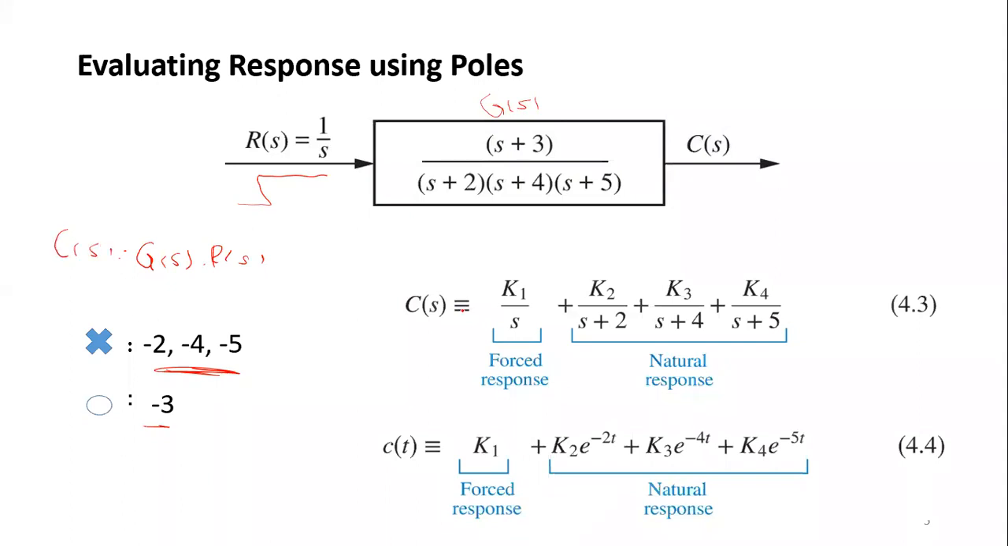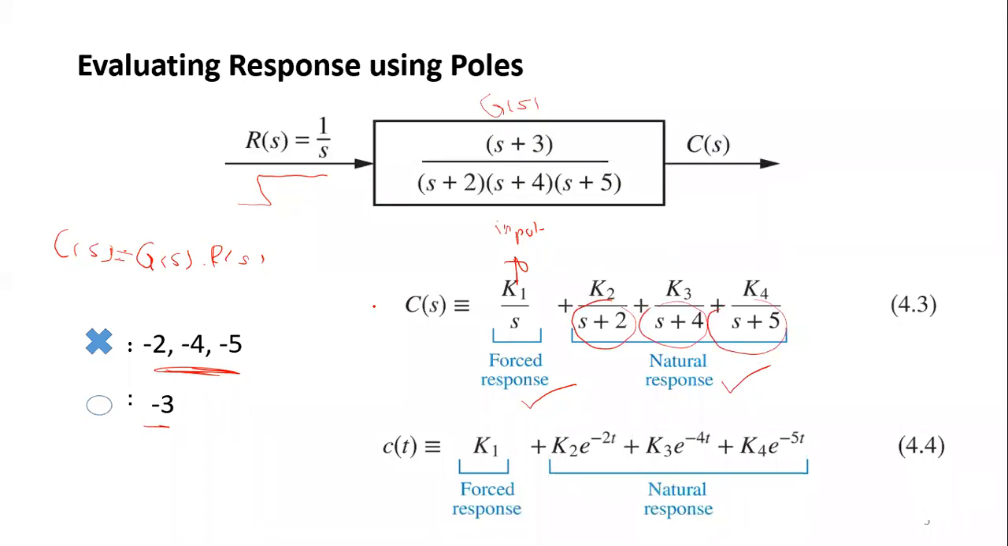When combined, it will produce a combination of a forced response, one of them due to the input, and the natural response, which is due to the behavior of the system. So you can see s plus 2, s plus 4, and s plus 5.